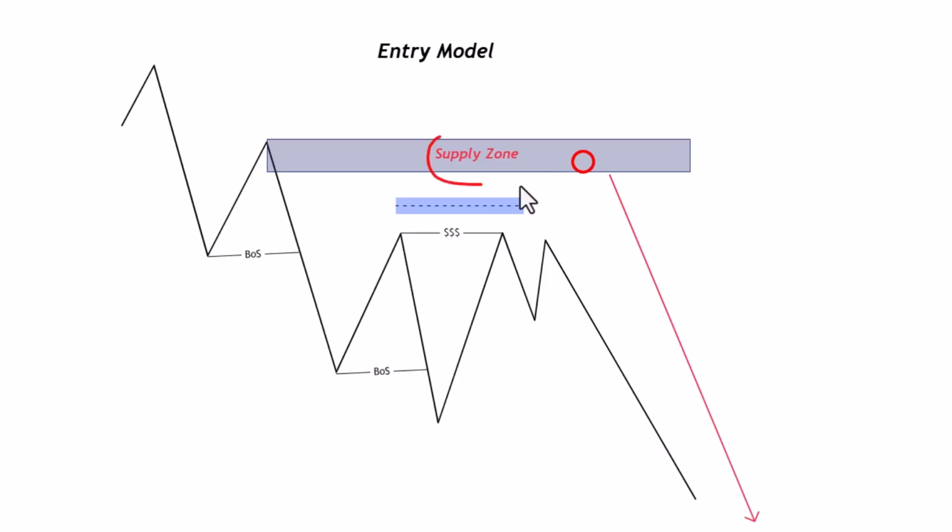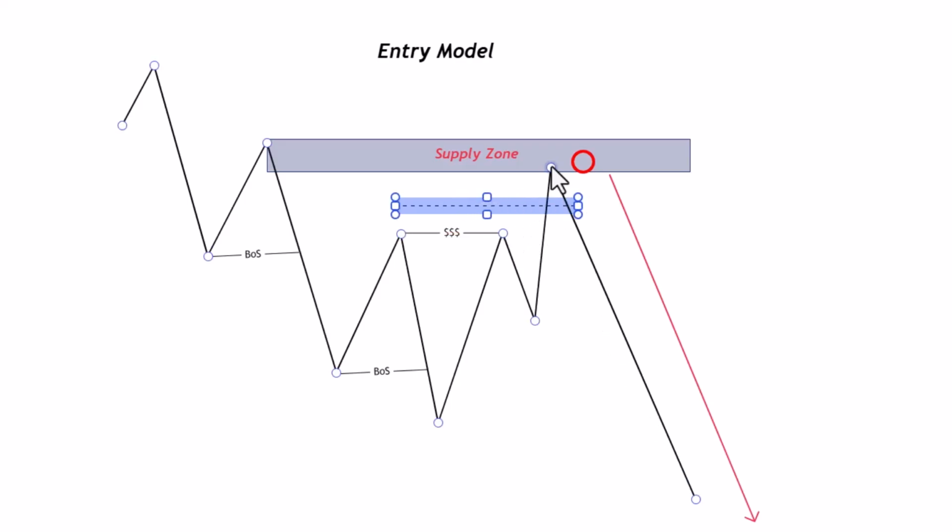We enter using a supply zone. A supply zone is the last consolidation or the last candle before a strong bearish impulse. It's an area where sellers previously stepped in and drove price lower. So we look for a supply zone that sits just above or around the equal highs. When the market sweeps the highs and trades into that supply zone, that's our entry.